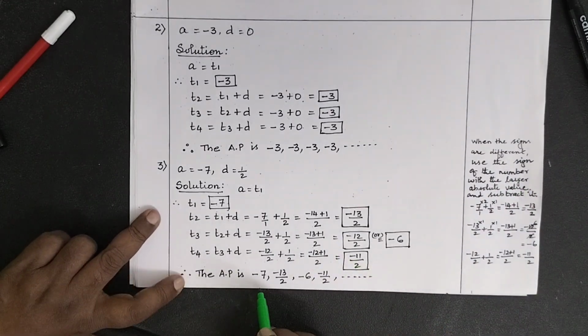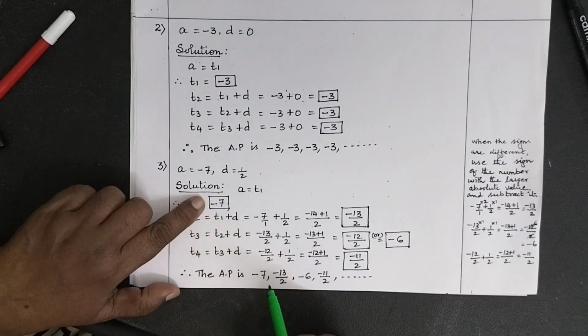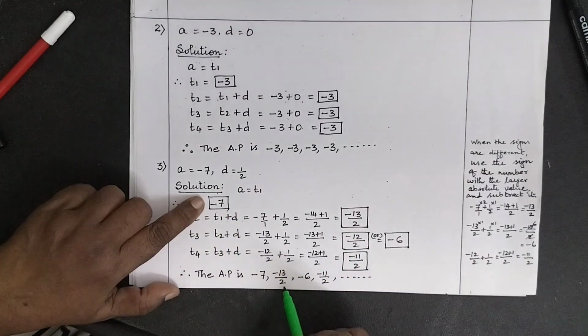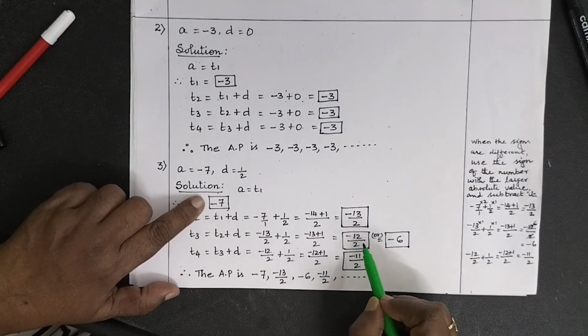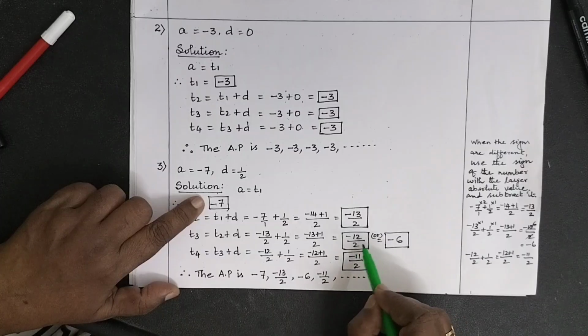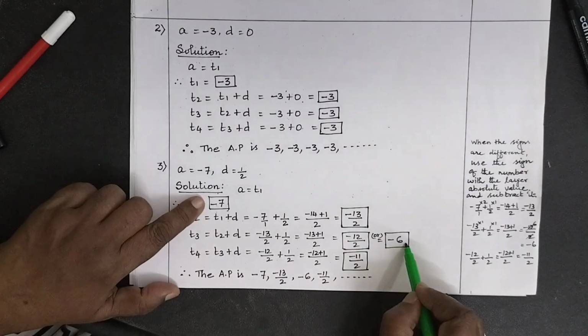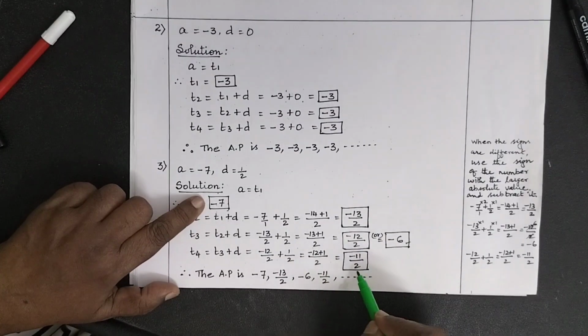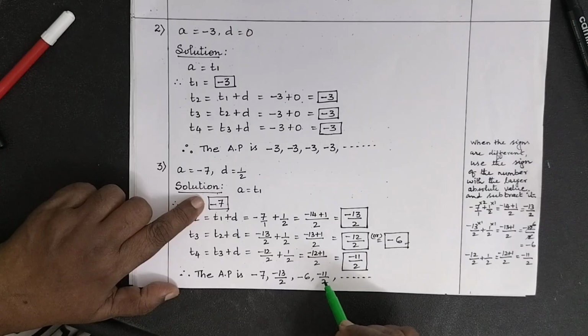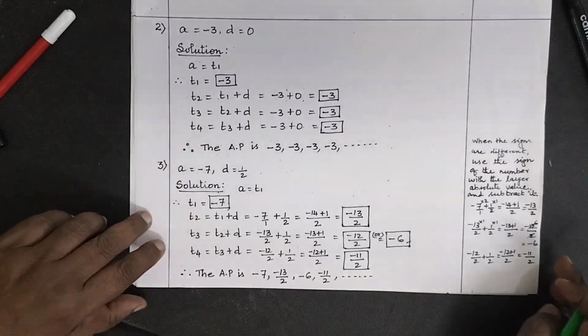So the AP is first term minus 7, second term minus 13 by 2, and third term any one you have to write. Don't write both. So I am writing this. So minus 6, and fourth term is minus 11 upon 2, etc.